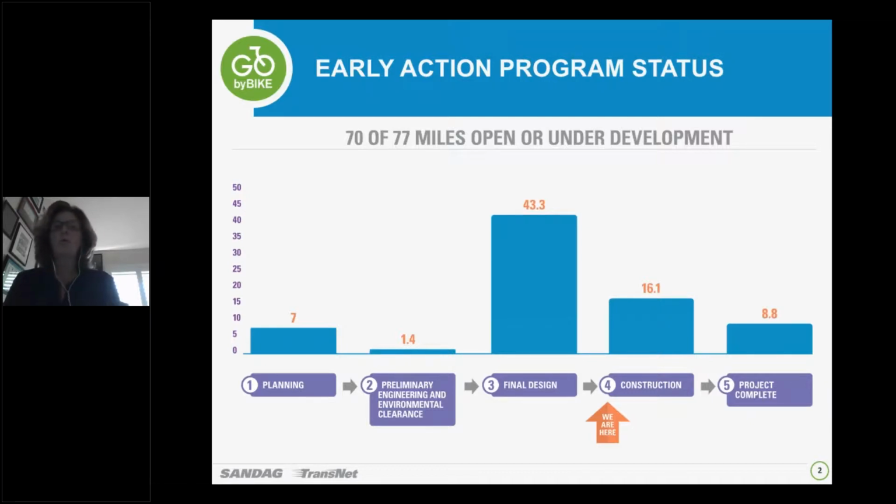We're currently, and have been for a while, working on 70 of those 77 miles, or about 90%. And what this chart shows you is the progression or the various stages through the life of a project. We have currently 9 miles of those 77 open to the public. We have another 16 miles in construction, and I'll show you some construction progress here shortly. But we have over half of those in the final design stage and are ready to go to construction. So it's a really exciting time on our bikeway program, and will be for the next few years. Next slide.